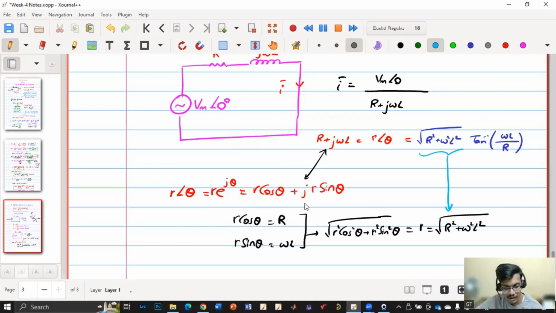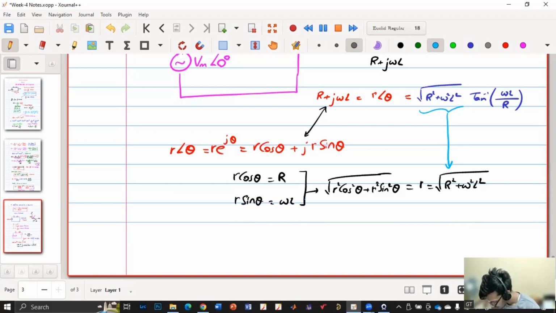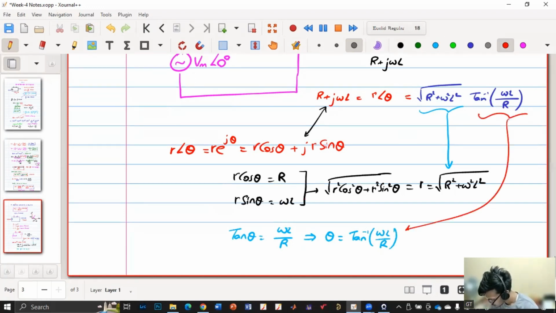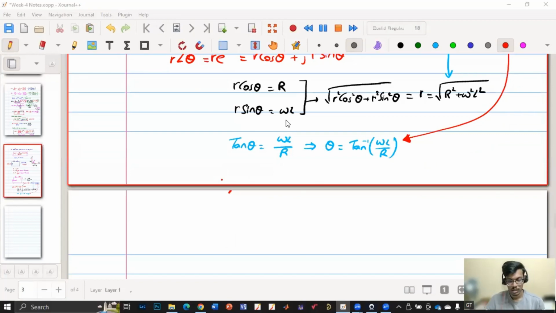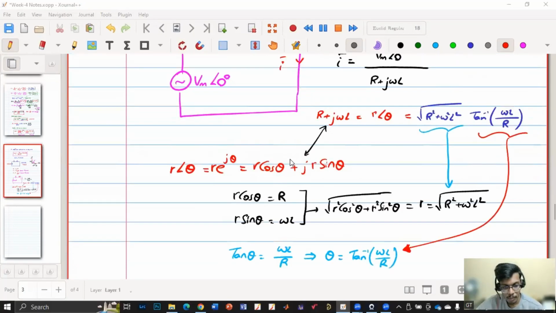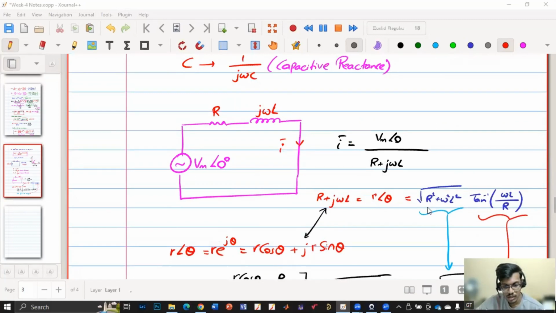Now for calculating theta, I will divide sin theta by cos theta. So I will get tan theta equals omega L by R. That implies theta is equal to tan inverse omega L by R. So that's how I got this term. Okay, so now is it clear until this point? So we have solved for tan theta, and then I'll again go back. I'll write this denominator in this format: square root of R square plus omega square L square angle tan inverse omega L by R.